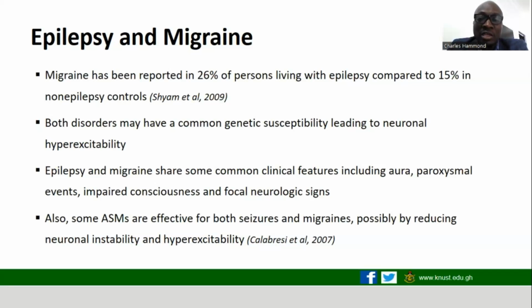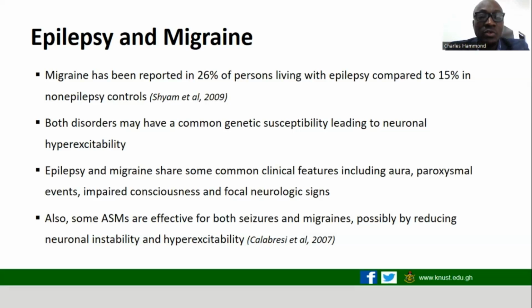Epilepsy and migraine share some common clinical features, and that is very important to note, including aura. Some migraine may present with aura, some epilepsies may present with aura. And then the paroxysmal nature of the events. They come and go, and in between, the patient is at baseline, or symptom-free, but they come as suddenly, and then they go away suddenly. And that's what we mean by they are paroxysmal in nature. They may both lead to impaired level of consciousness, and they may both lead to focal neurological signs.